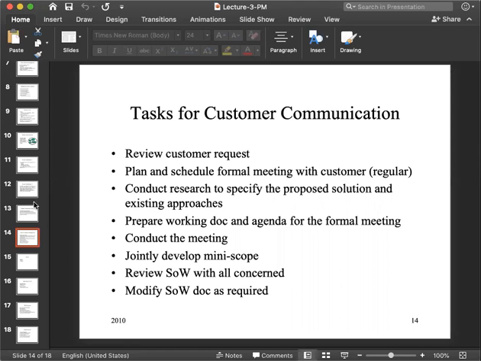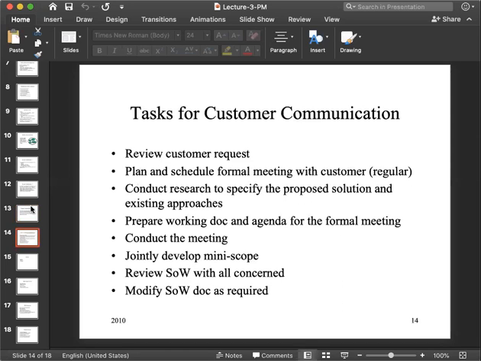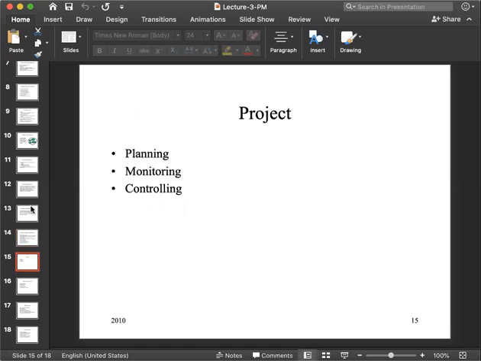What we read before was the before-starting tasks, the requirement gathering situation. But when you have already started the task, in between you have to deal with the customer also. Okay, then comes the project.